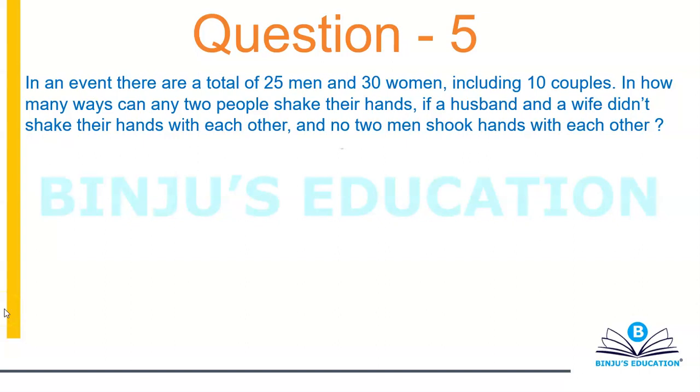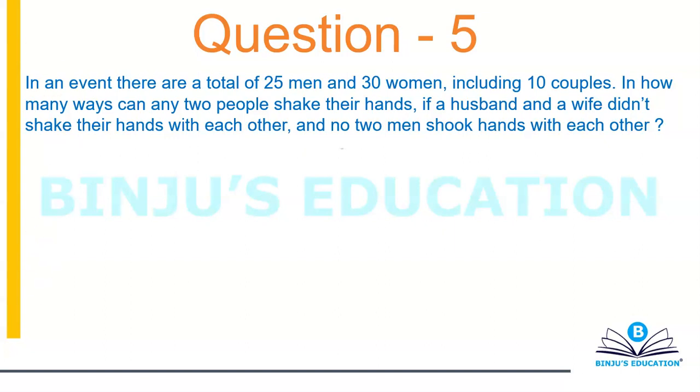Alright, let's see what we can do with this one. In an event, there are a total of 25 men and 30 women, including 10 couples. In how many ways can any two people shake their hands if a husband and a wife didn't shake their hands with each other and no two men shook hands with each other? Alright, seems pretty confusing.